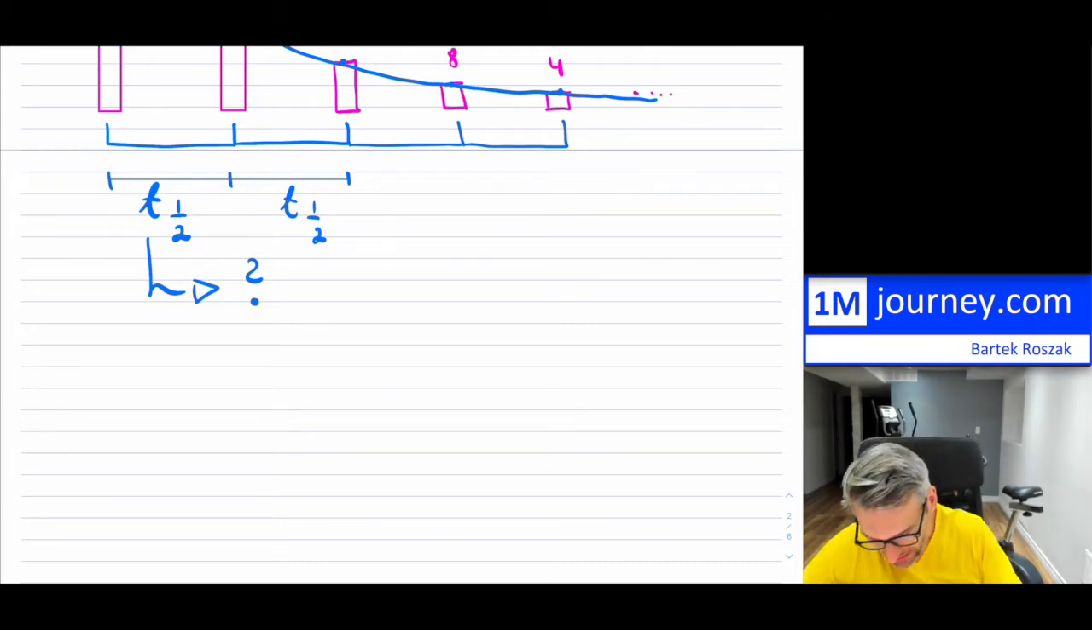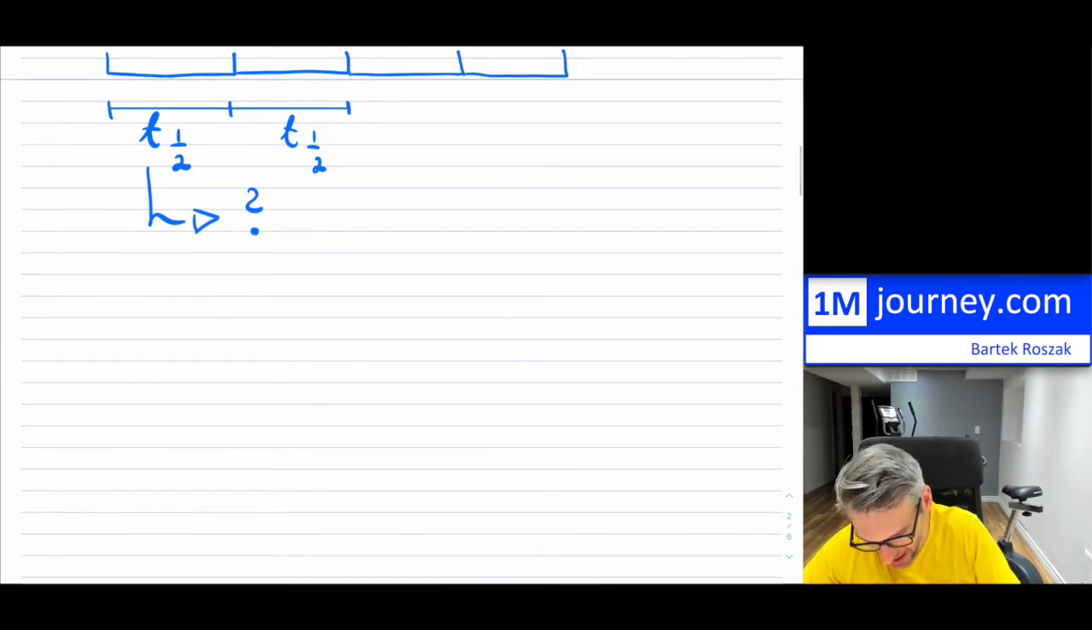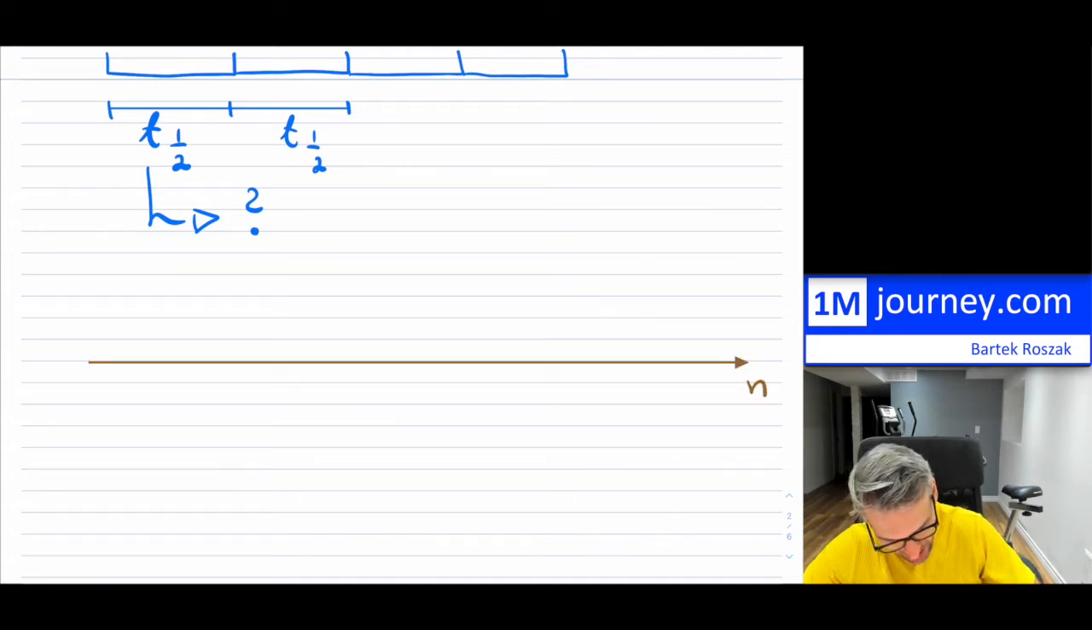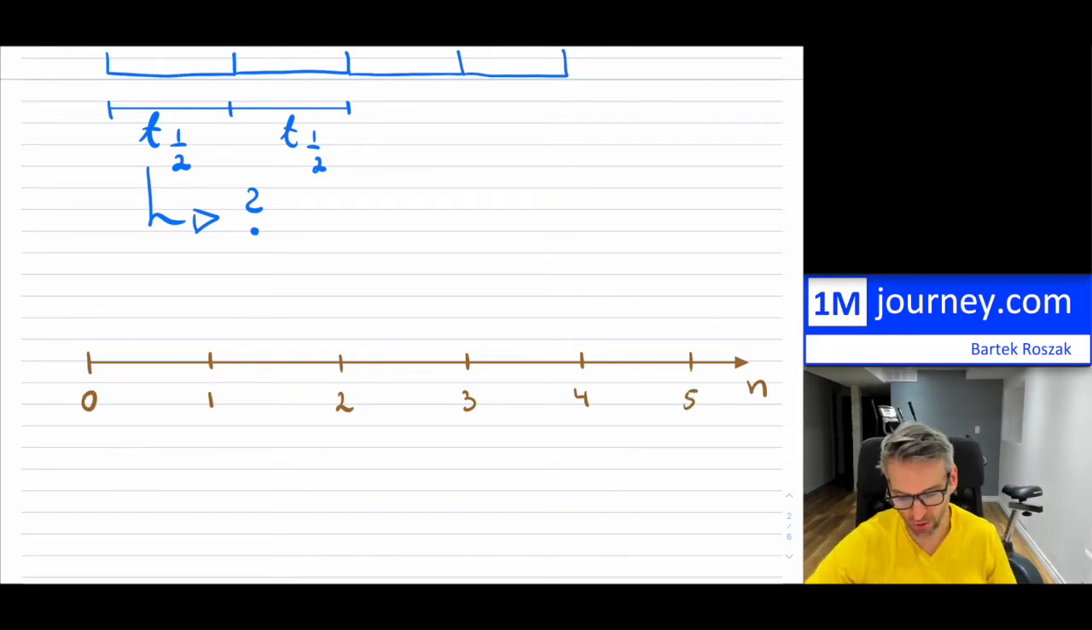So again, let's imagine that we started off with a certain amount, and I'm going to draw two time frames here to try to relate this back for you. I'm going to call this N, which is just the periods. So here we're starting at 0. This is going to be 1 period. This is going to be 2 periods. This is going to be 3 periods. This is going to be 4 periods, 5 periods, and so on. So you can keep going.